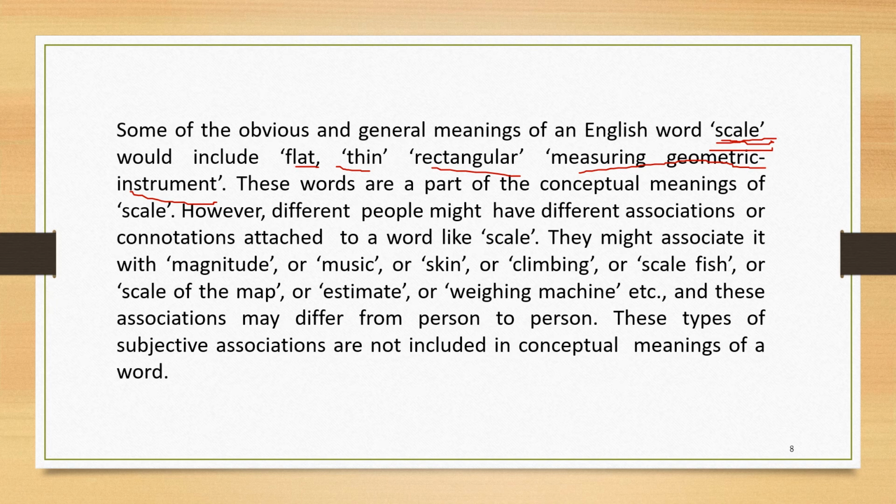And like in our childhood, these conceptual meanings, or general meanings, are important. Otherwise, how would we associate a thing? How would we know what does what mean? So they are important. These words are a part of the conceptual meanings of a scale. Fair enough. However, different people might have different associations or connotations attached to a word like scale. Now we are talking about associations that we have in our mind. So different people might have different associations or connotations attached to a word like scale.